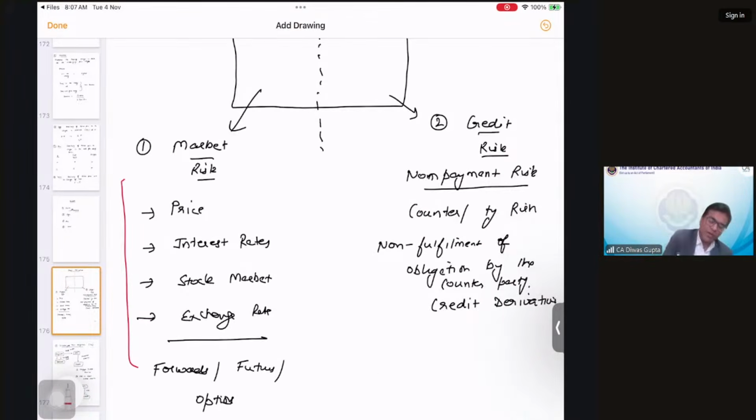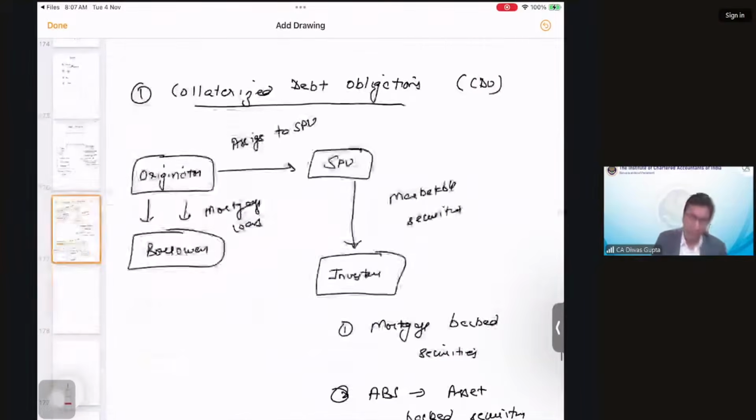So this is what we've already discussed. Market risk, for example, prices, interest rates, stock market, and exchange rates, right? Forwards, futures and options are used for that. Credit risk is basically the non-payment risk, which is also called the counterparty risk, which is the non-fulfillment of the obligation by the counterparty. So there are different types of instruments that are used for this. The first one is collateralized debt obligations, CDOs.